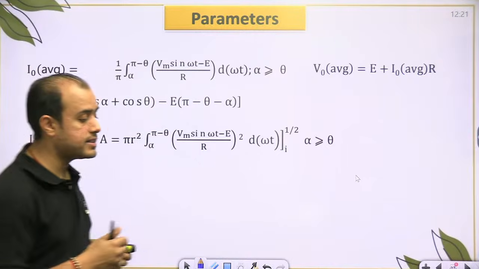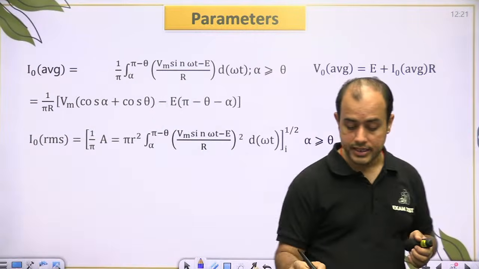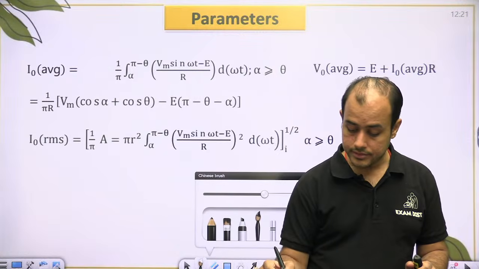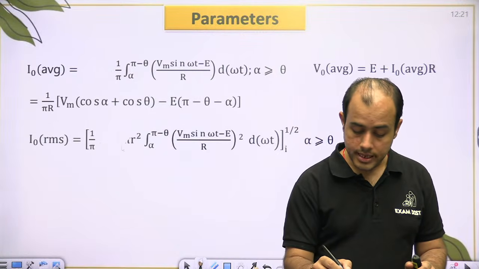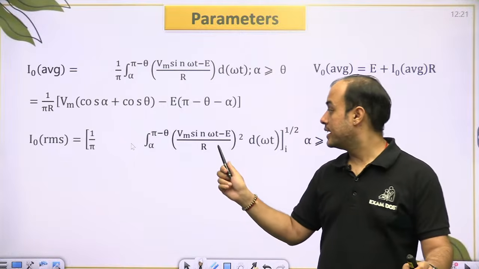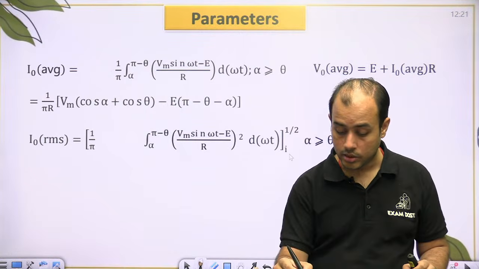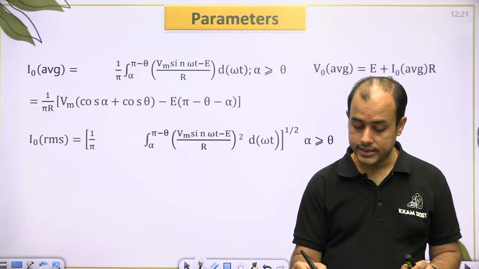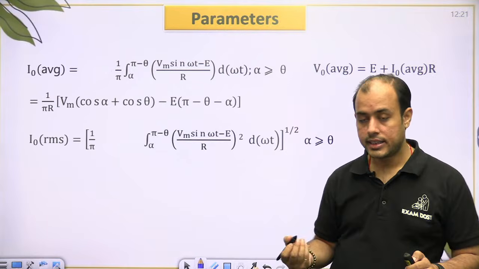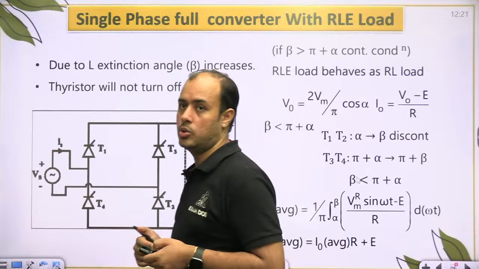And for RMS, beta, what happens is same logic, but use the square of the current and take the square root. And later, take the root. Okay, that is your RE load.